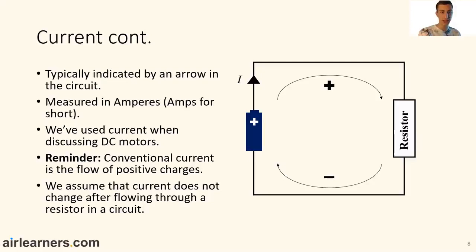It's measured in amperes, which is one of the 7 fundamental units. And we've already used current when we looked at the likes of DC motors. As another reminder, conventional current is the same thing as the flow of positive charges. So that means it goes from the positive terminal of the battery all the way around to the negative end. We also assume that current doesn't change when flowing through this resistor. So the current's constant throughout.